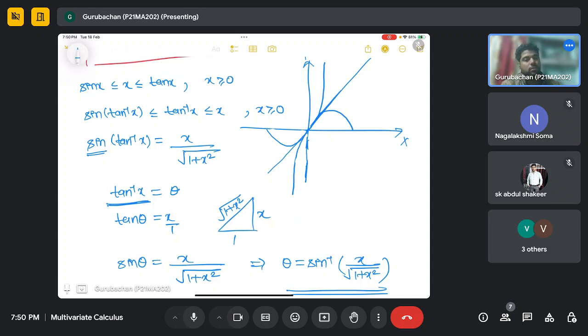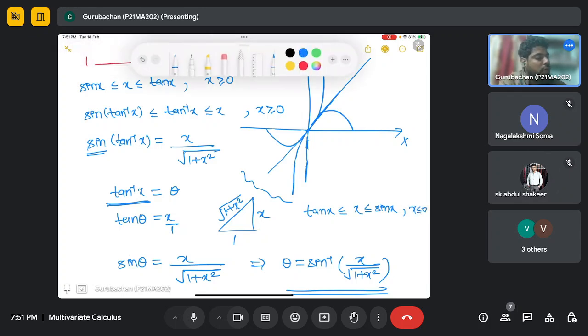Abdul? Same. Here the values are negative, so whichever is at the downside will be the lesser value. So tan x is at the bottom, so it will be less than x, then sin x, for x less than or equal to 0. So this is the other way around inequality.